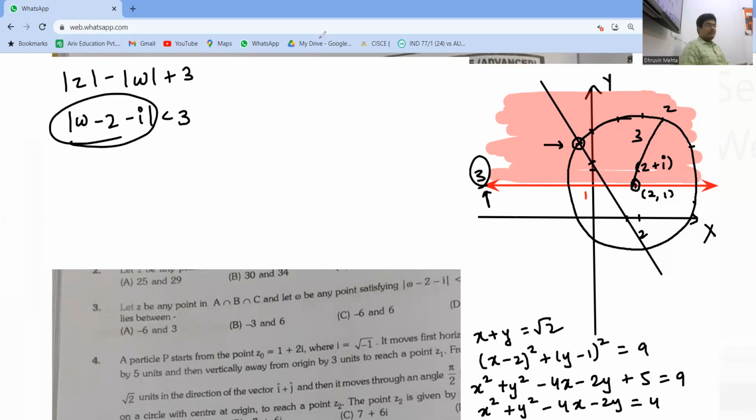अभी तो हमने किया ये. कुछ कॉमन लेके होगा. नहीं. This is a special equation. Which equation is this? Mod of omega minus 2 minus i. Common ले लो minus. Hey guys, don't you realize this is a circle? This is representing equation of a circle.